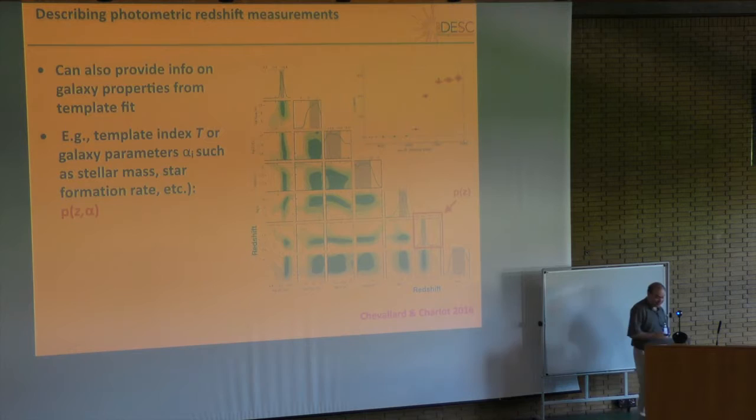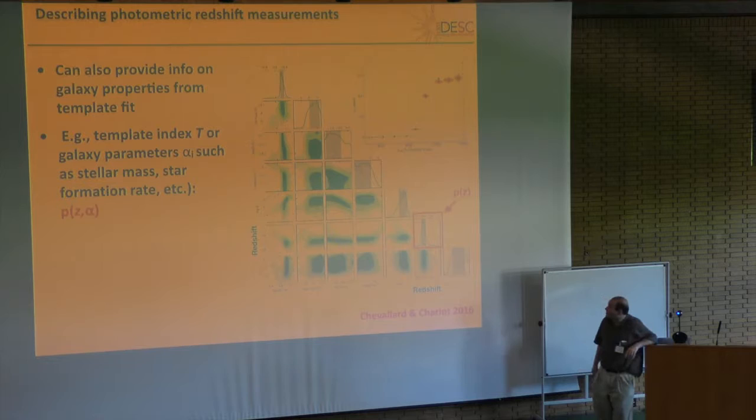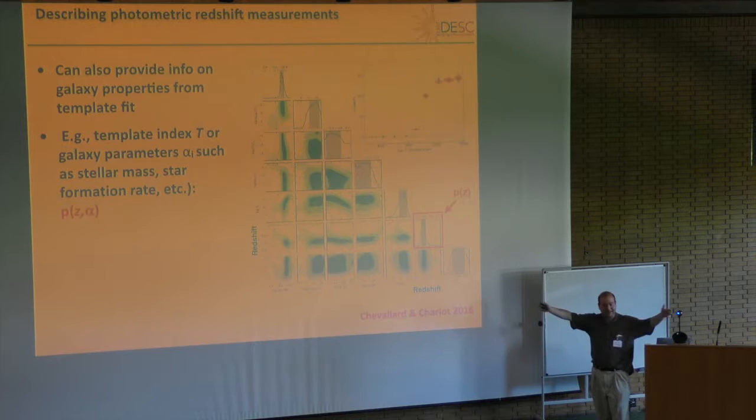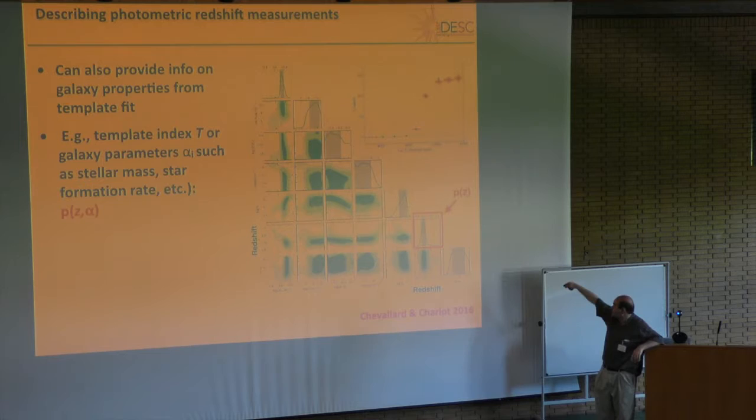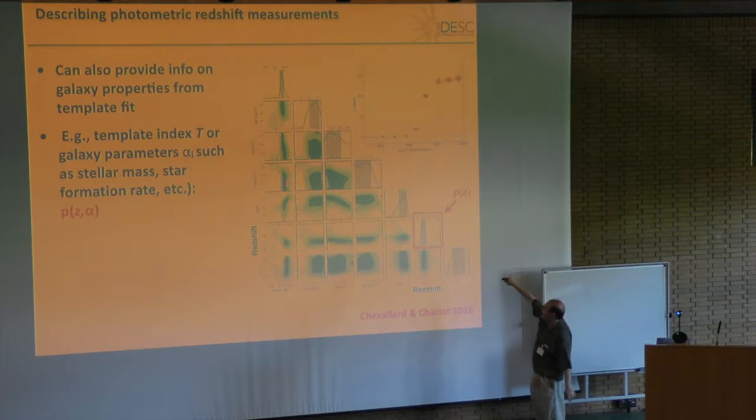Okay. So we can get more complicated, though. We can get information about galaxy properties from the template fit, as I talked about. In some of the simpler codes, there's a finite set of templates, so some number of templates. It can be 3, it can be 10, it can be 100. So you might have an index of your best template, rank ordering them in terms of age or what have you. Or you can have lots of physical parameters: the stellar mass of the galaxy, the star formation rate of the galaxy, the amount of dust extinction, which affects all the colors. So this is coming from a code called Beagle that tries to properly marginalize all the parameters defining a galaxy spectrum and fit for redshift at the same time.